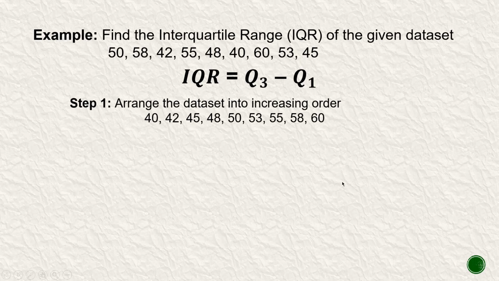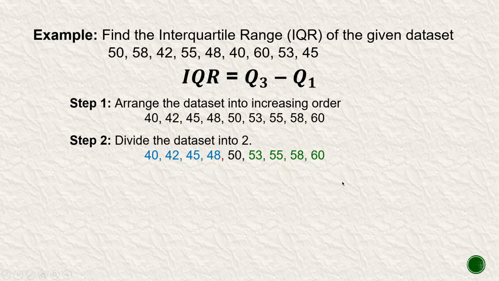The next thing we will do is divide this into 2. As you can see, here we have the first part, and here we have the second part. Now I leave the 50 in the middle. That's quartile number 2, by the way. So I leave that in the middle. To find quartile number 1, we just need to determine the average of this. And of course, quartile number 3 is the average of 55 and 58.